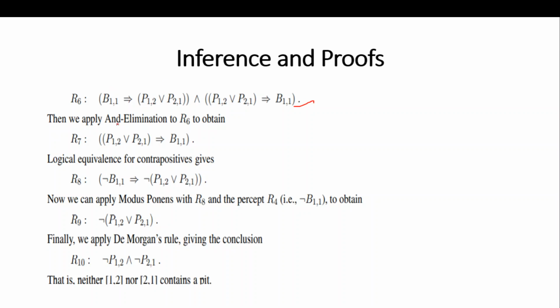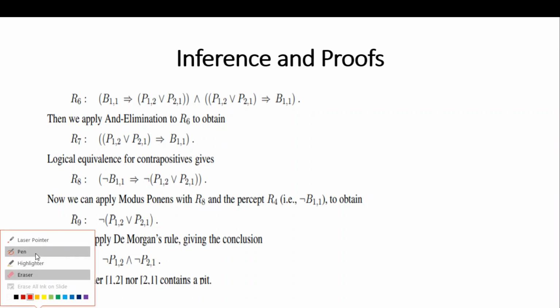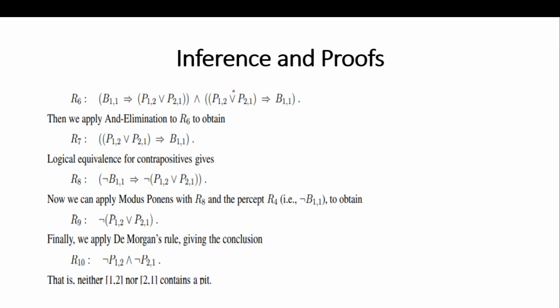Now once again on this we are applying AND elimination. This is one part of the AND, this is another part of the AND. Any one can be eliminated, either this or this. In our case we are eliminating this and keeping this. So we have P1,2 or P2,1 implies B1,1.